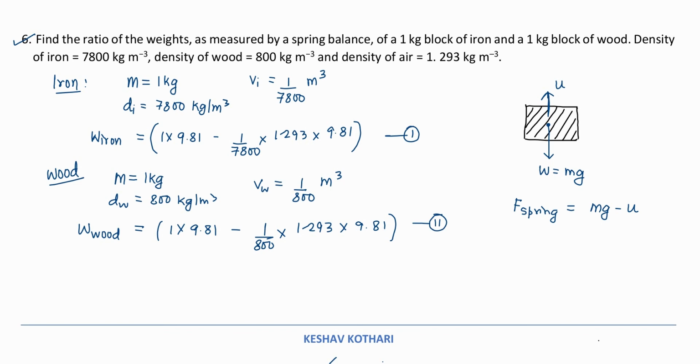So if I divide equation number 1 and equation number 2, we will obtain weight of iron divided by weight of wood. So the ratio of the weight measured by the spring balance can be calculated in this way. On solving the first equation, we attain a value of 9.8084, and on solving the second one we attain a value of 9.7953, and if I divide the two, I attain a value equal to 1.0013.